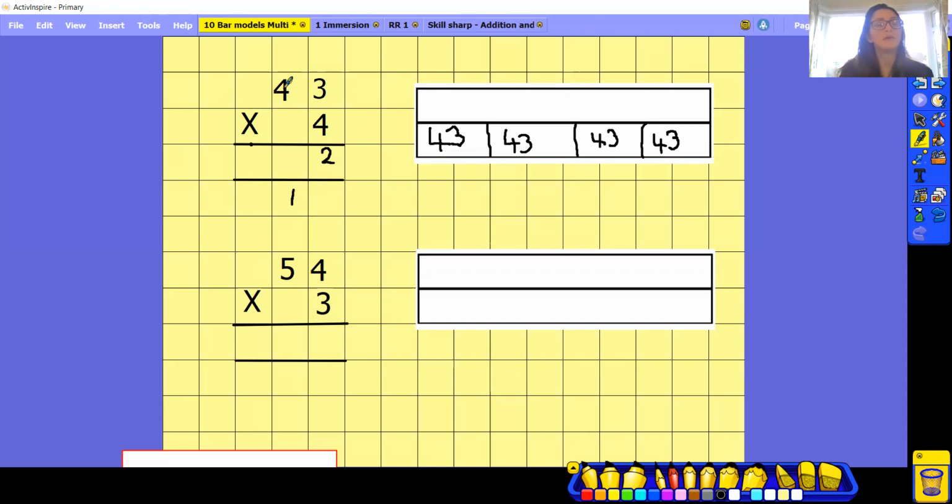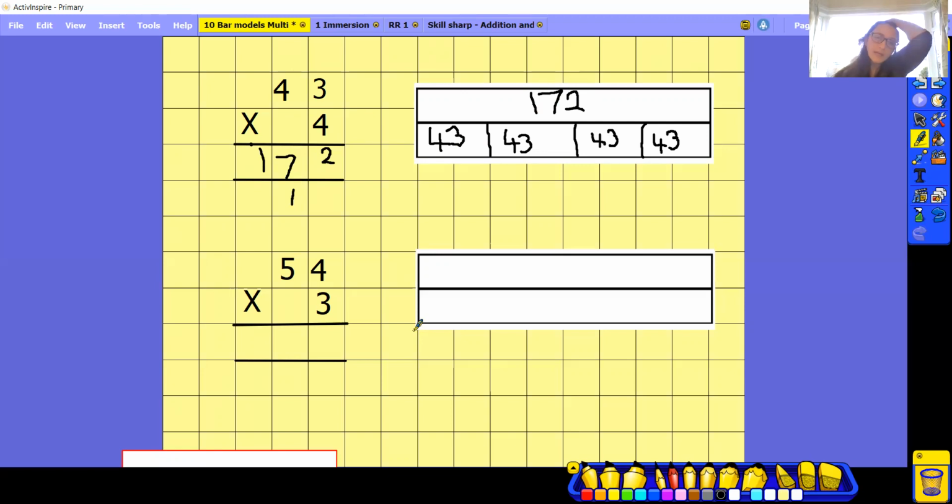So we then move on to our tens column. So 4 times 4, 4, 8, 12, 16. Add on the extra 1, 16 add 1 equals 17. So well done if you said 43 times by 4 equals your whole, which is 172. Okay, this one now.